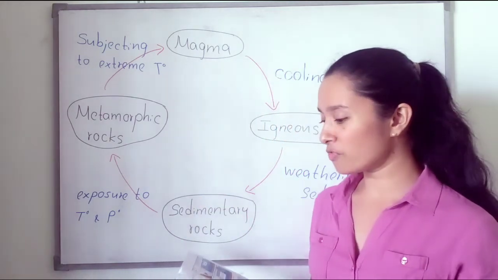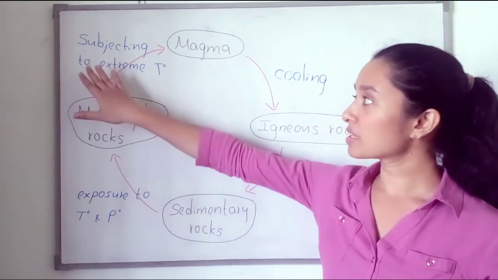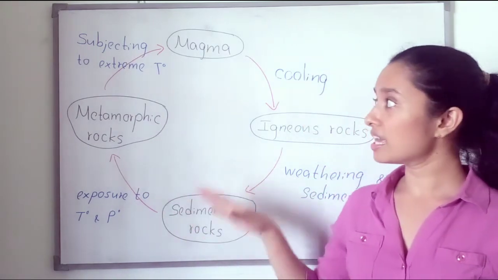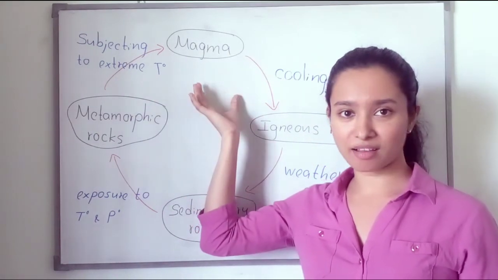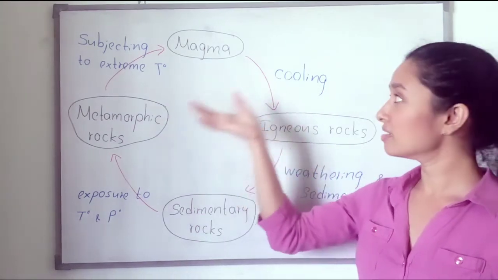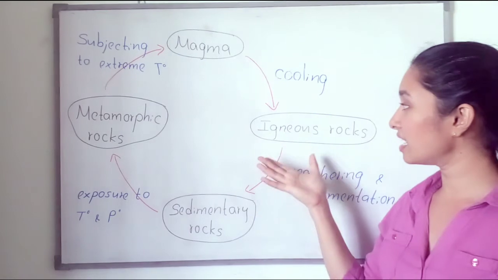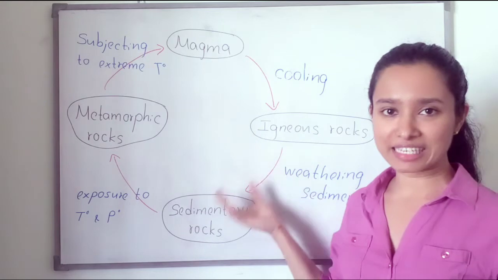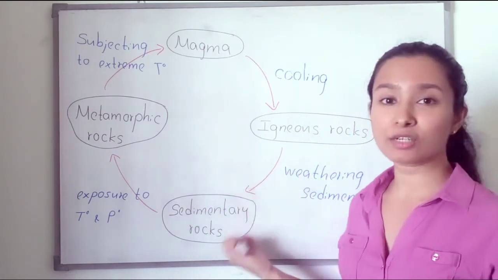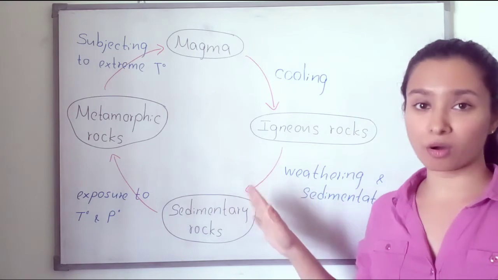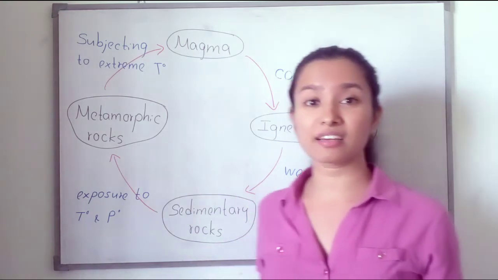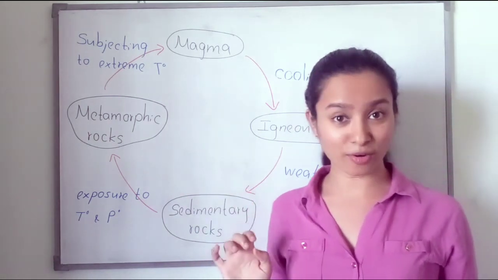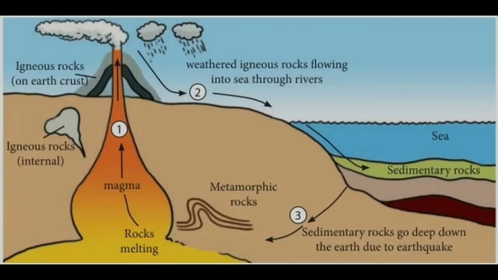These metamorphic rocks are subjected to extreme temperature under our earth and again form magma. This magma gets cooled and solidified and again forms igneous rocks. Likewise, this cycle happens. That is a continuous process. This is a big process, not an easy process. It takes millions of years to complete one rock cycle. Okay? Understood? Now we can discuss.